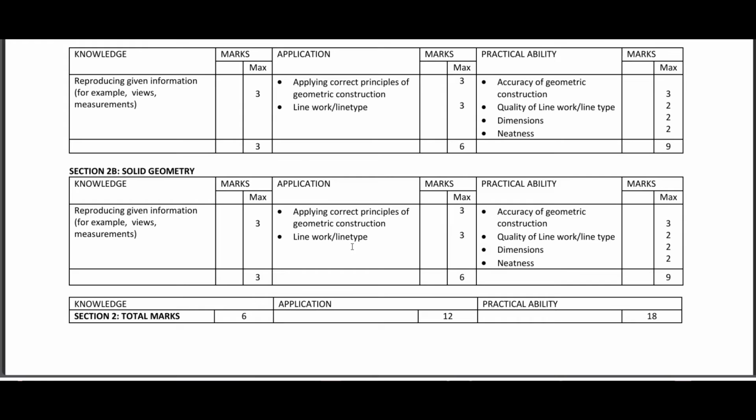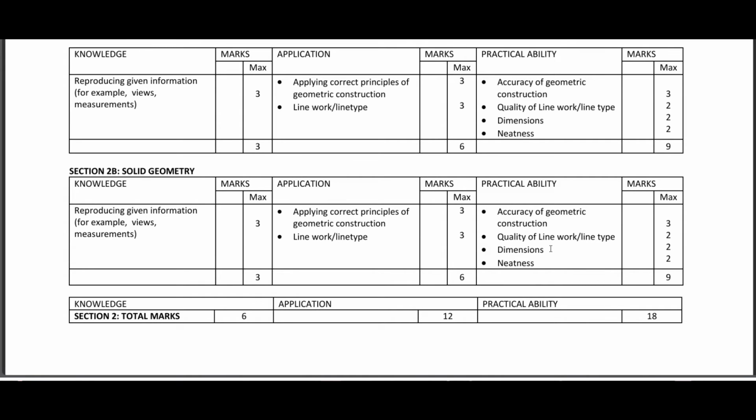For another 9 marks, again, accuracy, meaning that they're done to the correct measurement. We're looking for the line type, line work, all that stuff, and again, dimensioning your drawing, as well as the neatness. Now, your solid geometry could either be oblique, isometric, perspective, or even orthographic. Alright, so please ensure that you either have one of those or all of them for your teacher to mark.